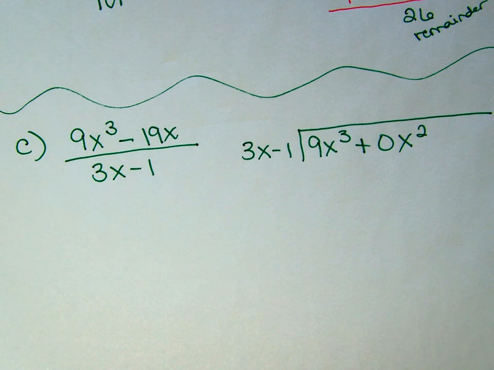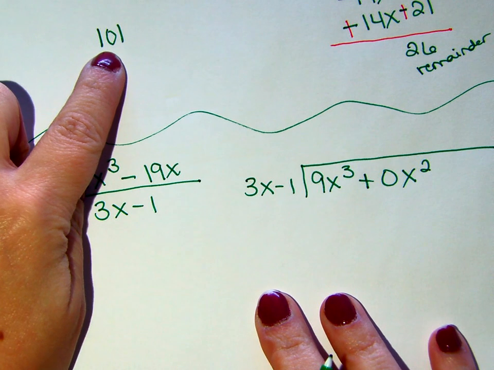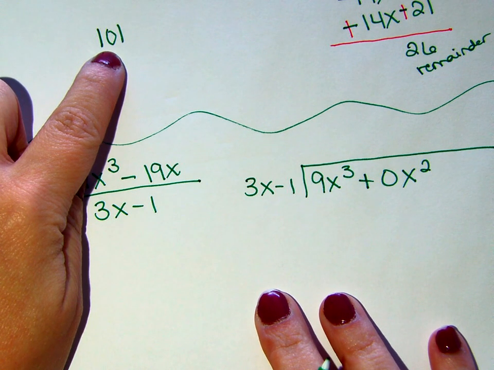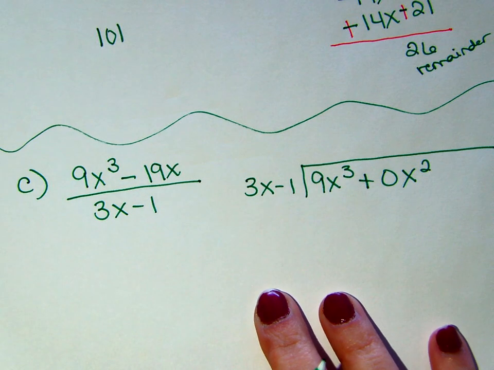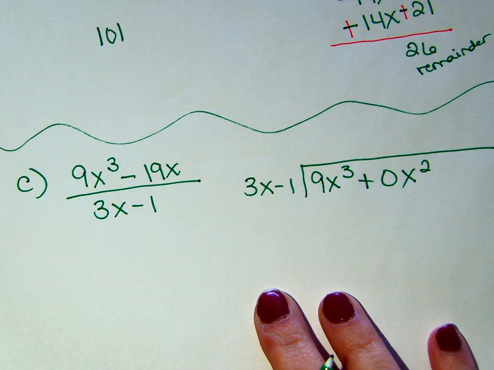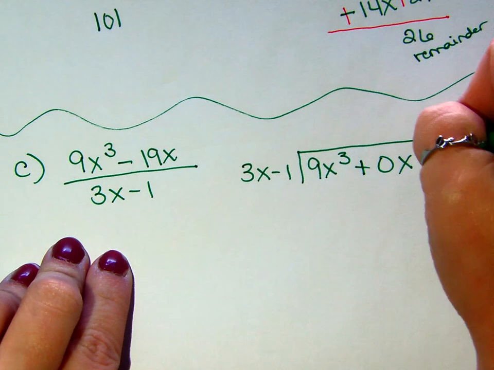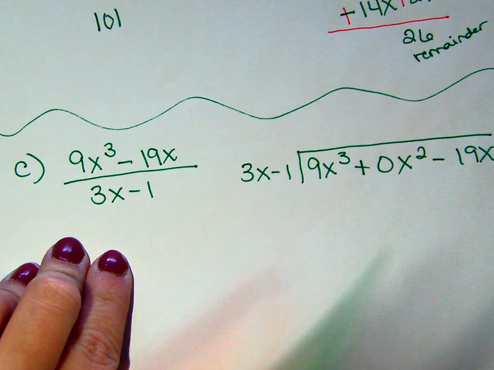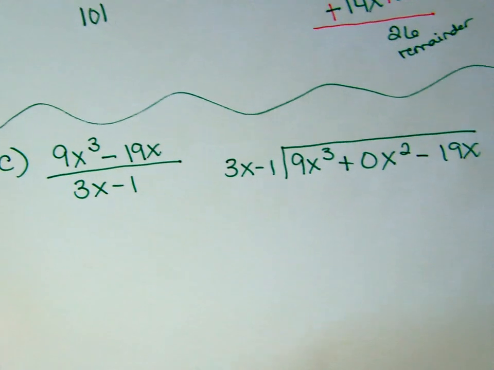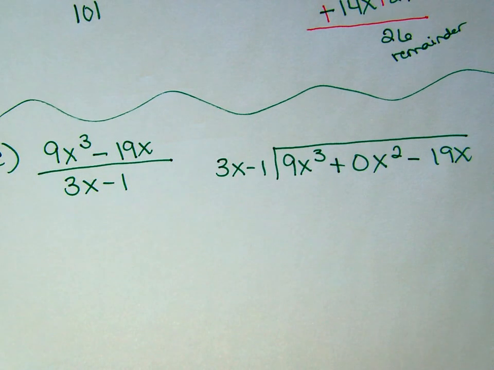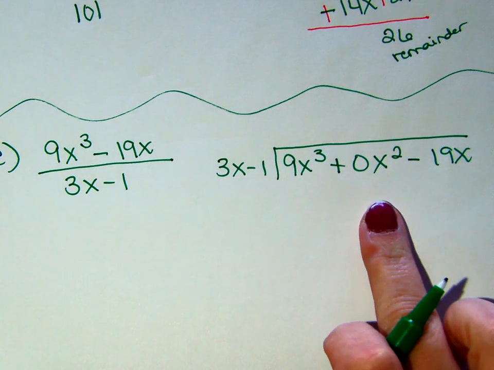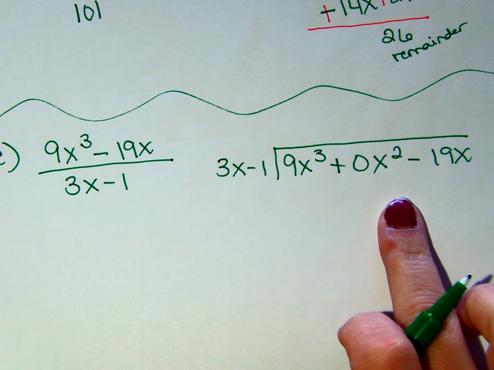Because if I leave it out, it changes my number. If I leave it out, I'm not communicating well with what I'm trying to do. Because if I'm trying to do a problem with 101, but I only write the places that have value, that doesn't help anybody. So if there's a missing variable, make sure you put a 0 placeholder in there.